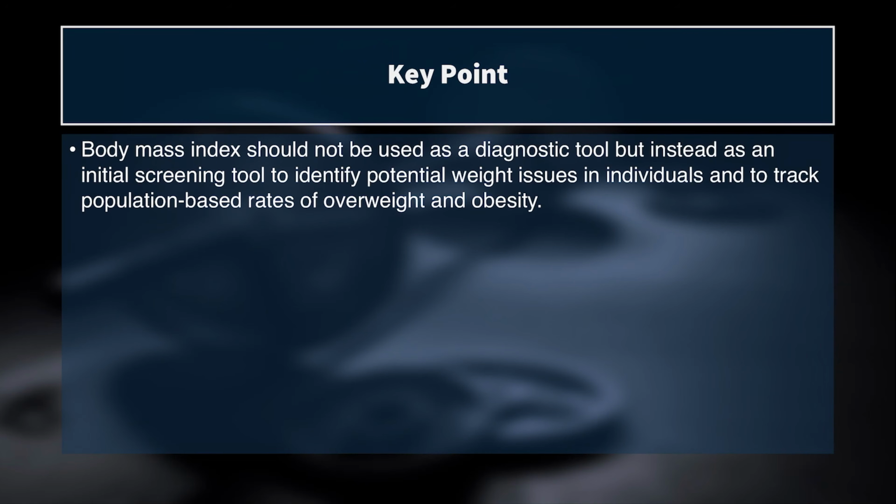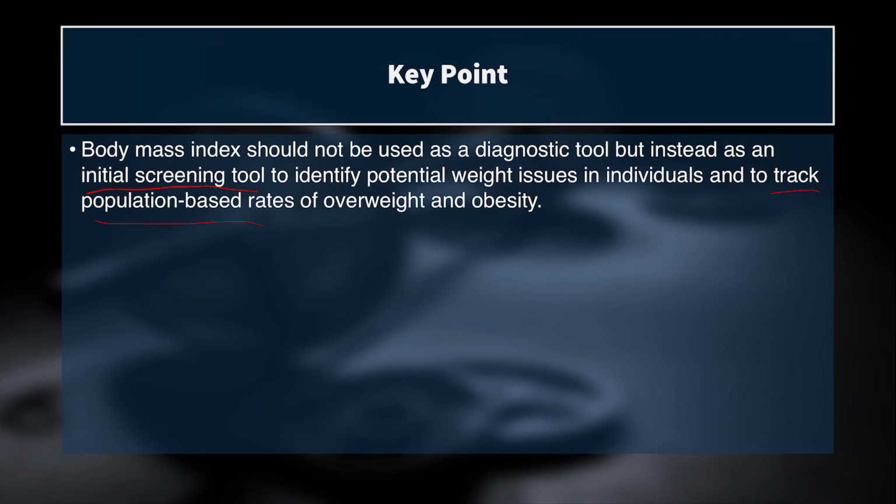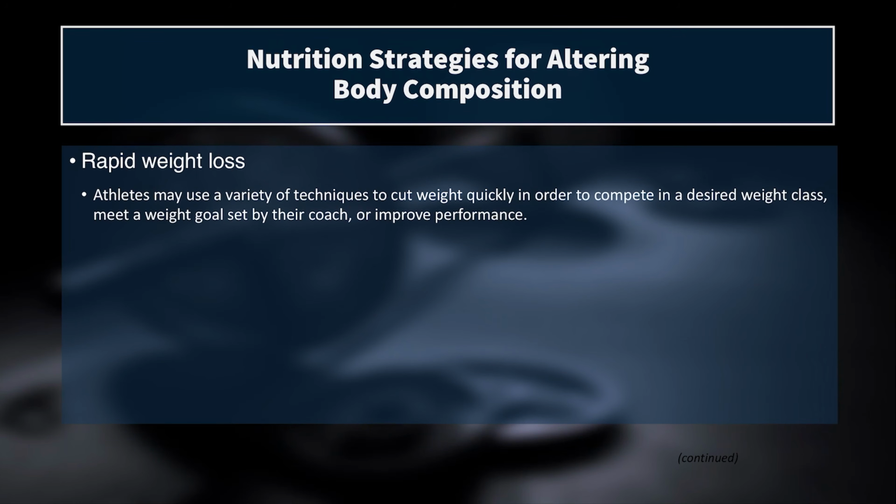Now, the key point here is that the body mass index should not be used as a diagnostic tool, but instead as an initial screening tool to identify potential weight issues in individuals and to track population-based rates of overweight and obesity. We're calculating this, let's say, in a doctor's office, so that the hundreds of people who visit that doctor's office and who visit the other hundreds of clinics in, say, a state or a country, we can gather that obesity data, or the BMI data rather, and then just look at the distribution of overweightness and obesity in a country. So really it's more for looking at trends in populations or as an initial diagnostic tool for individuals.